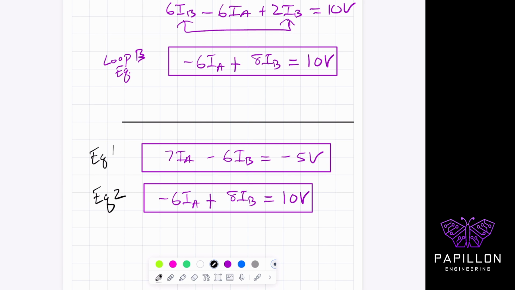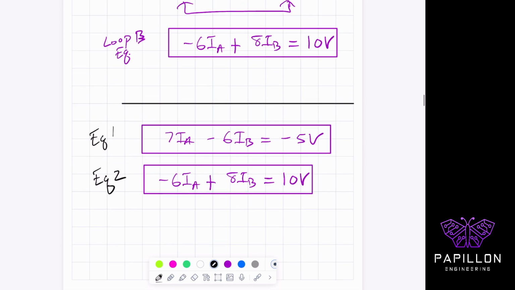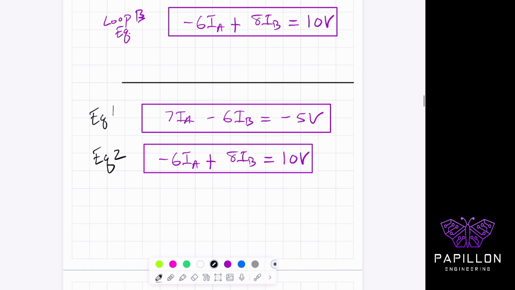All right. So it's really up to you how you want to solve, but let's solve it using both ways. The first way we're going to use is our substitution method. I'm going to show you another technique, then I'll go over this one more time, giving you an overview of what to expect. So if we use the substitution technique, I have to now isolate one of my variables. Say I wanted to solve for IA, then I'm left with 7IA equals minus 5V plus 6IB. This is from EQ1.